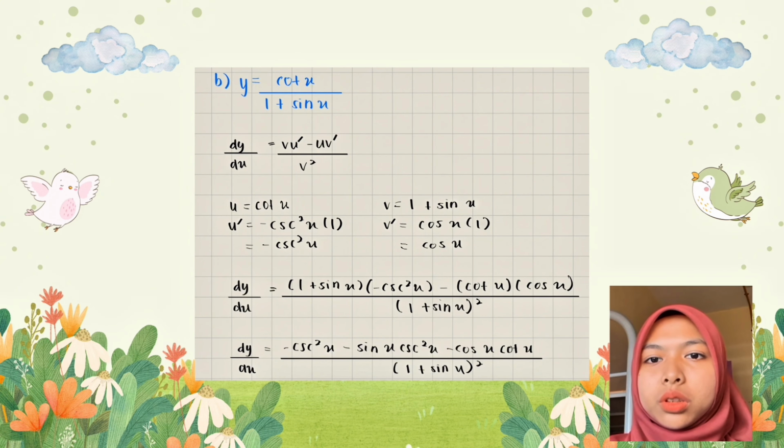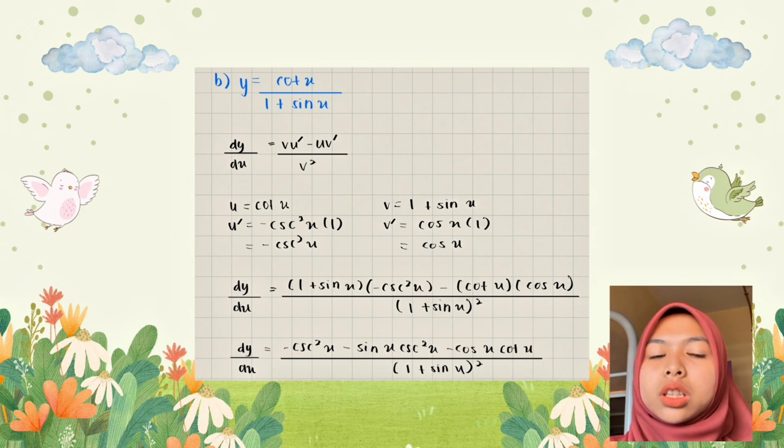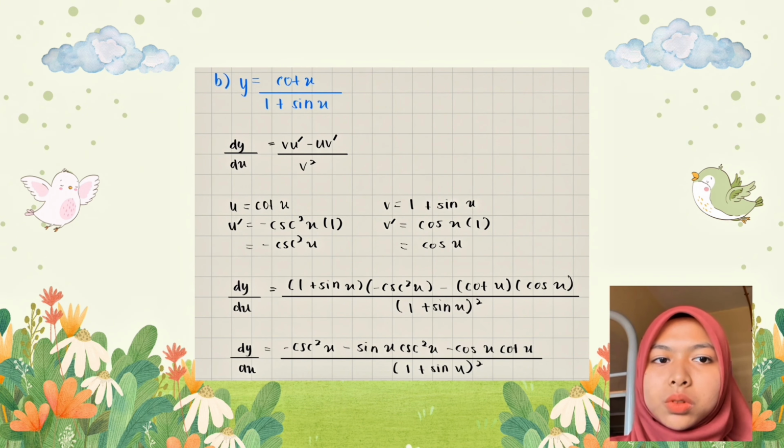Then, let us move to question 2b, which is y equals cotangent x over 1 plus sin x. For this question, we need to use the quotient rule. First, cotangent x is u and 1 plus sin x is v. Then, we will differentiate each of them. For u, after we differentiate cotangent x, we get negative cosecant squared x. Then, differentiate the x, we get 1. So, the u prime will be negative cosecant squared x. For v, after we differentiate 1, we get 0, and after differentiating sin x, we get cos x. So the v prime will be cos x.